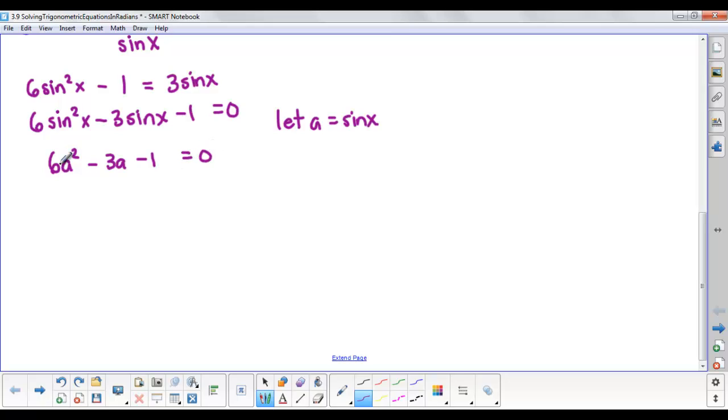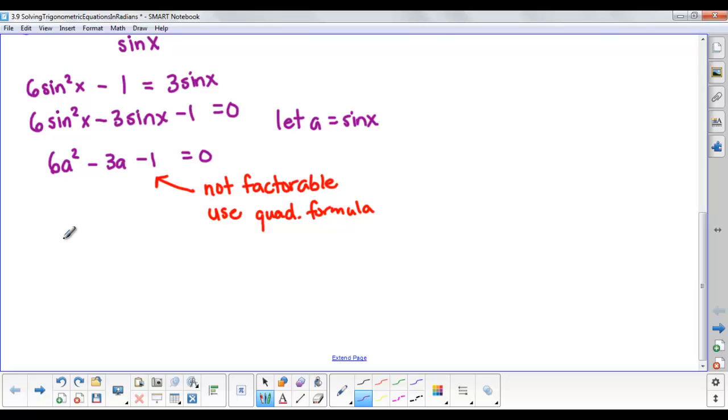Okay, so we have a complex trinomial here. We want to try and find two numbers that multiply to -6 and add to +3. But unfortunately, those two numbers do not exist, so this is not factorable. And whenever that is the case, we have to use the quadratic formula. Okay, so let's go ahead and do that.